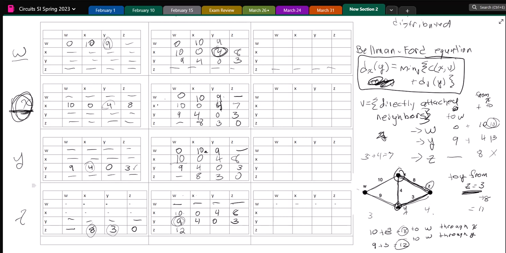And then from Z to Y is going to be 3. Like I said, there's not a smaller number. Oh, no, wait, that was not right. That was to Y. To Y is 3.